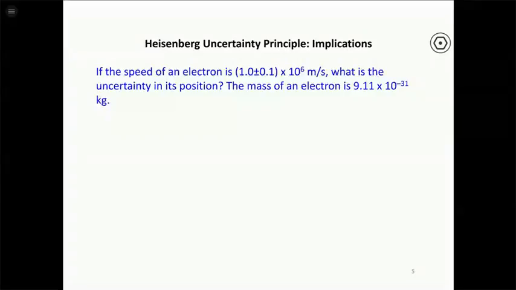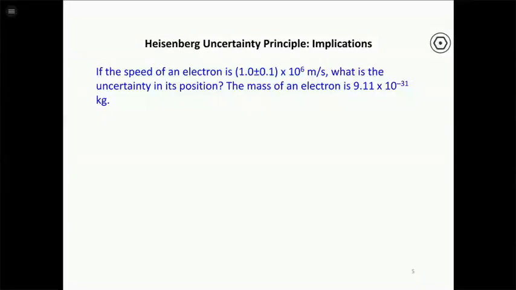So let's say we measure the speed of an electron to be 1.0 plus and minus 0.1 times 10 to the 6 meters per second. If you're not used to dealing with uncertainties, you'll certainly encounter them in the laboratory. This basically means this electron is moving somewhere between 0.9 and 1.1 times 10 to the 6 meters per second. That's the best that we can measure it. Okay? And we want to know what is the uncertainty in this position. We're giving you the mass of the electron here in kilograms, which is the relevant unit for this type of calculation. So let's see what this is.